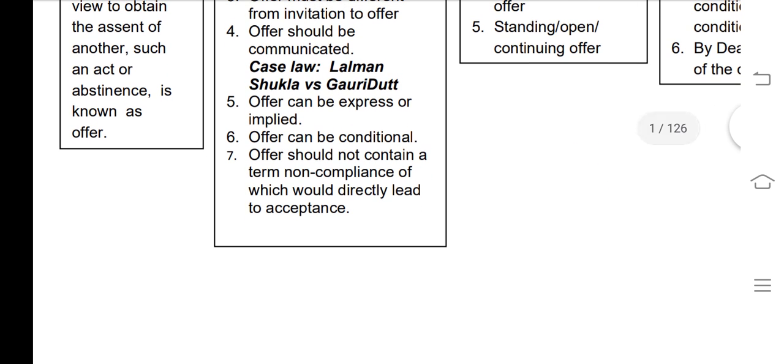Offer should be communicated. To conclude a valid contract, the offer must be communicated to the offeree. When the offerer has expressed their willingness to do or not to do something on a certain consideration, such offer must be communicated to the offeree to whom the offerer has given the offer. If the offeree has not come to know about the offer, then in such a case the offer will not be treated as a valid offer.